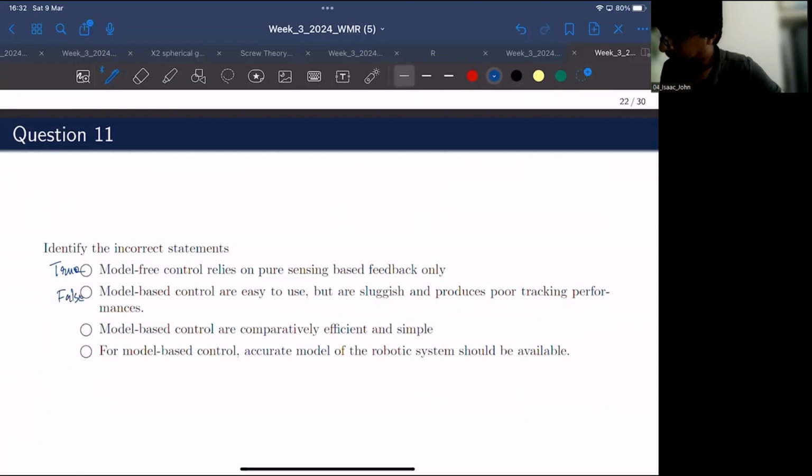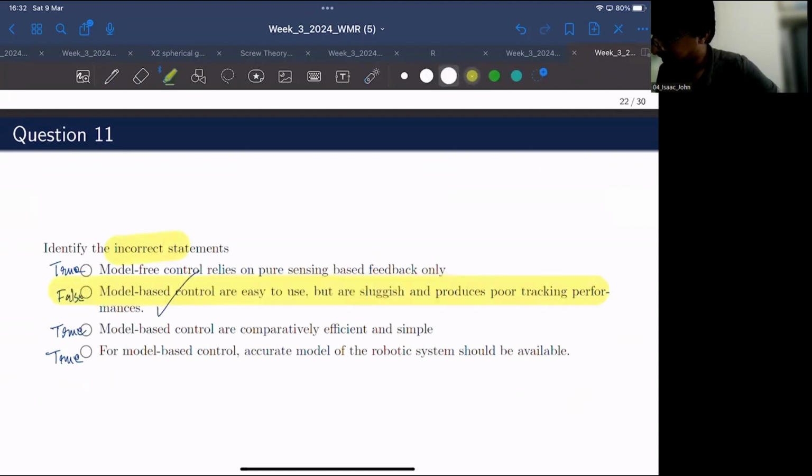Third statement says model-based controls are comparatively efficient and simple. That is true. Fourth says for model-based control, accurate models of the system should be available. That is also true. So the incorrect statement is basically option 2, because that is what the question asks. And this is the incorrect statement.